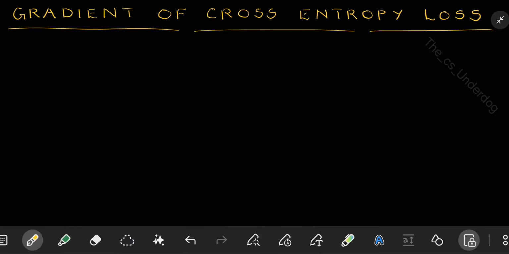Gradient of cross entropy loss. In the last lecture, we learned about categorical cross entropy loss. What did we learn? We learned that this particular loss function is used whenever you want to do multi-class classification. Then we discussed how exactly this loss function is derived and what its purpose is, but one particular part was missed out. What is that? We did not find the gradient of this loss function.